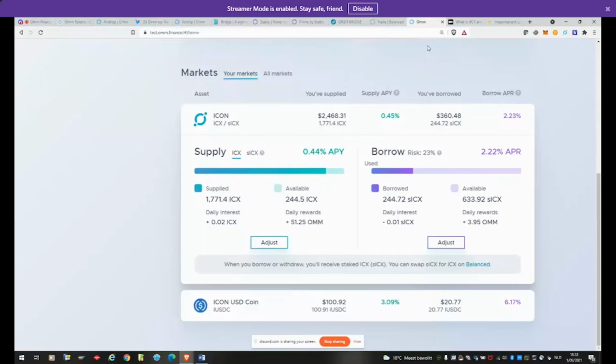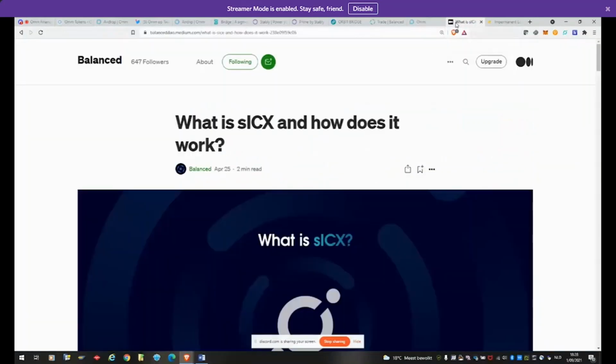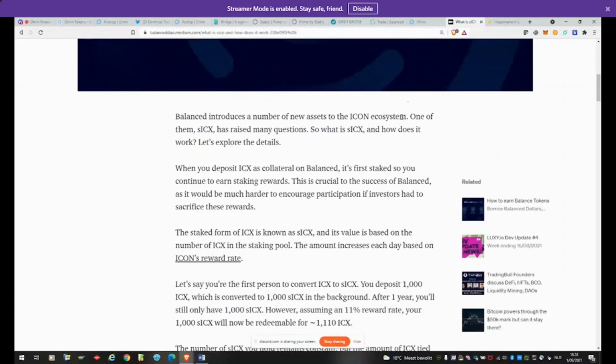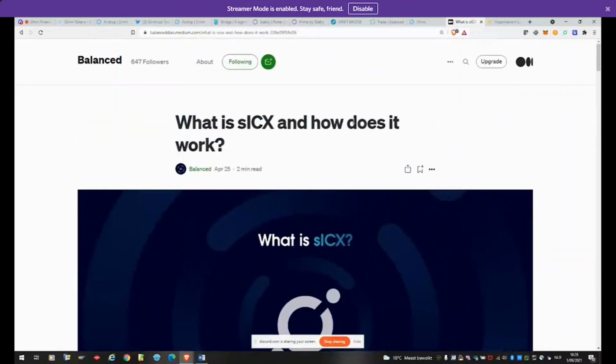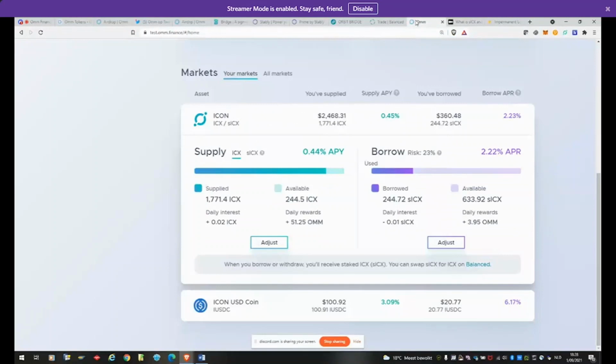For people who are interested in learning how sICX works, there is a good article written by Balanced on their Medium page. If you just Google it, "Balanced, what is sICX", you will find it easily. It goes into detail on how the pool works. So this is interesting for the people who are still not sure how sICX works.